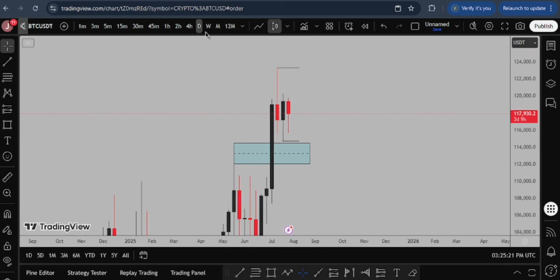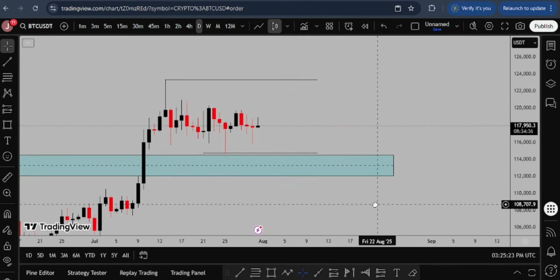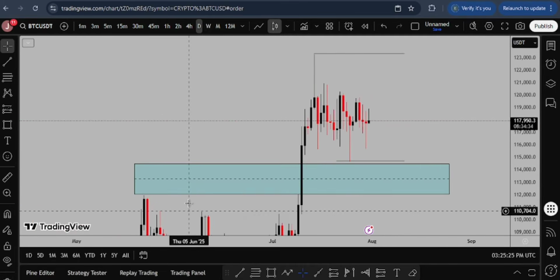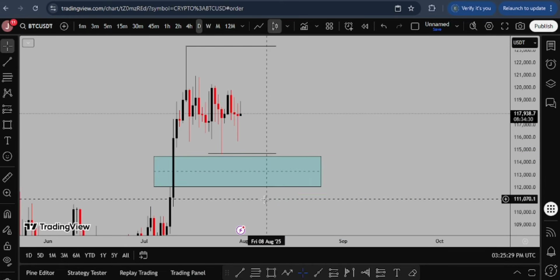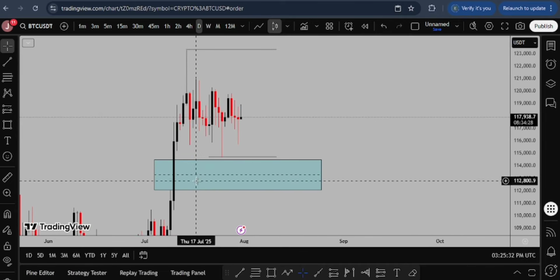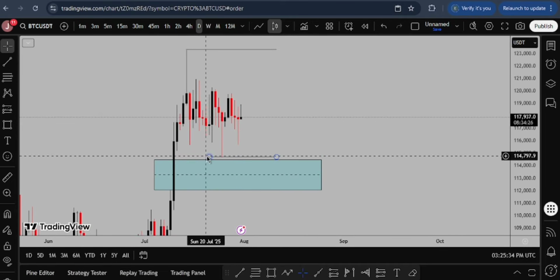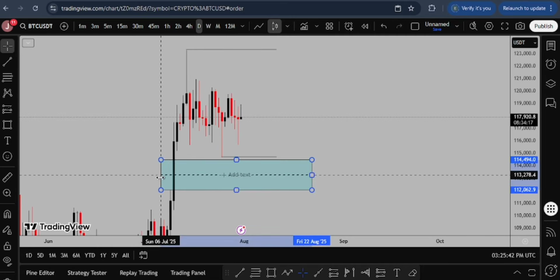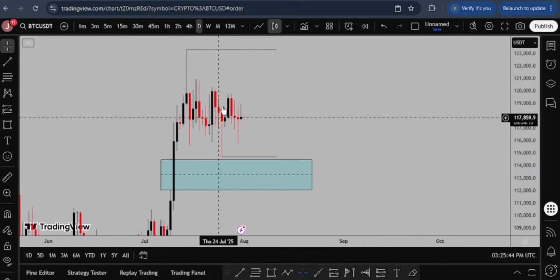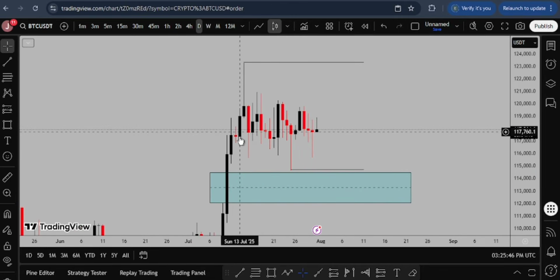So I can go to the daily time frame. On the daily, I can see that imbalance very clearly, and now I can see the weekly swing low that I marked as liquidity very clearly also. Then I can now see the range. You can see this range very clearly.